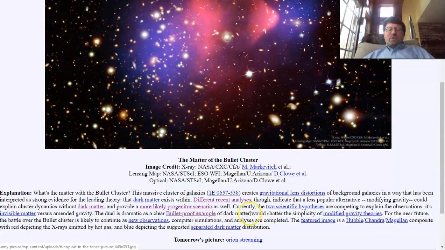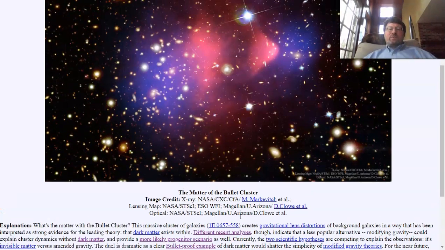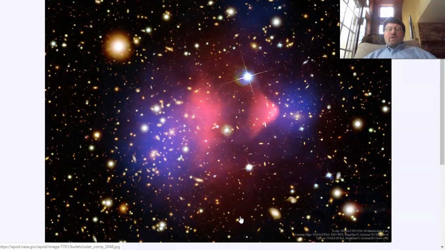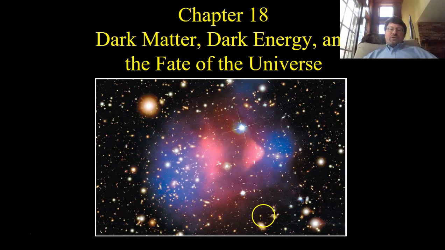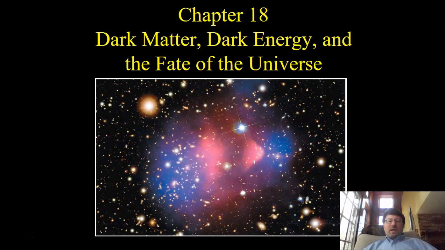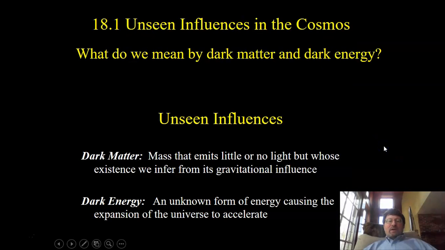Down in the description below, they tell us that there are alternative theories for how to explain this. Those involve modified Newtonian dynamics, MOND. But most astronomers, as we'll discuss today, believe that dark matter exists. Okay, so there's your chapter opening picture, and it turns out to be the same picture as that astronomy picture of the day that we were just talking about. So we won't say much more about that.